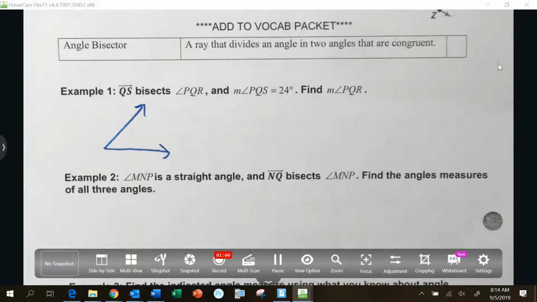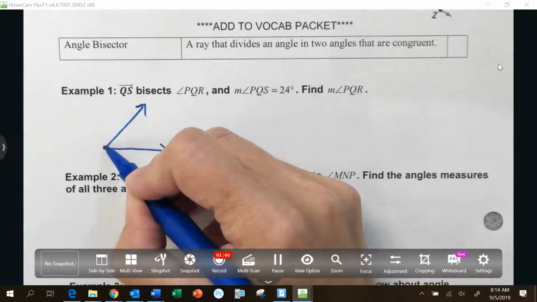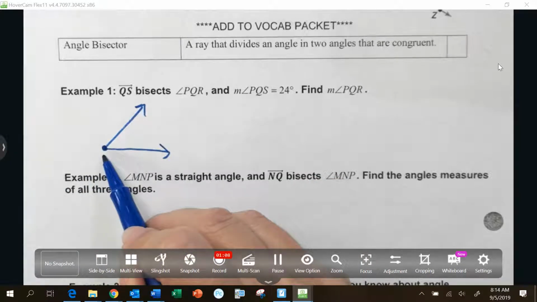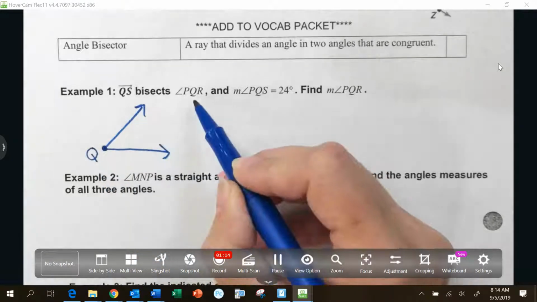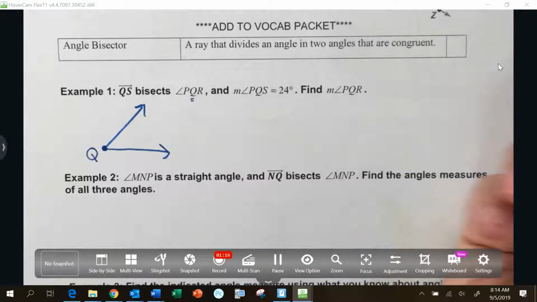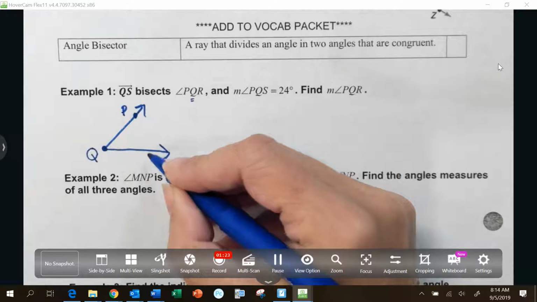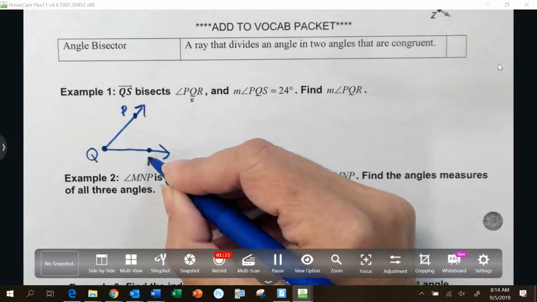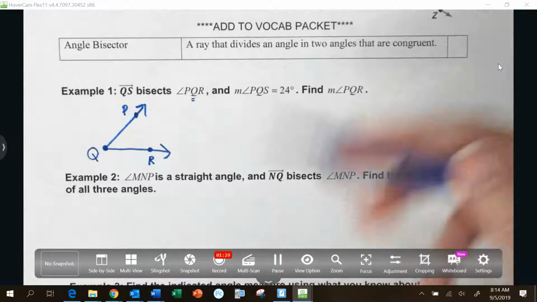Matthew, can you tell me which letter the vertex of this angle is going to be? Q. That is correct. Very good job. Because Q is the middle letter for PQR. And then from there, the P and the R can be on different rays. It doesn't really matter if P's on top or R's on top, just P and R.